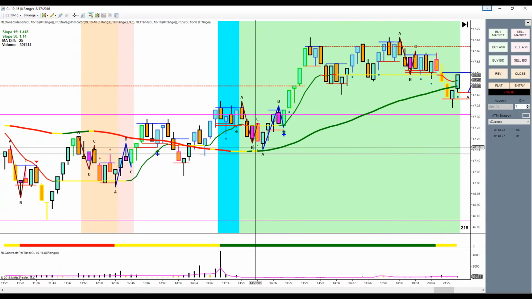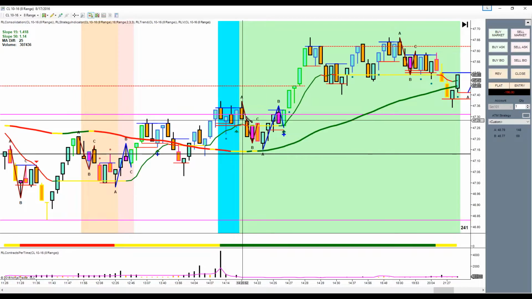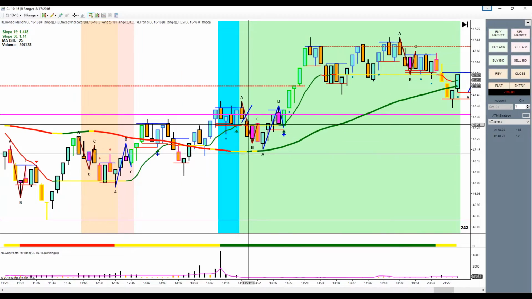Now, on this transition zone, you have no entry. You want the zone, you want the modified 15 red, you want the 50 red, and you want a quick retracement.